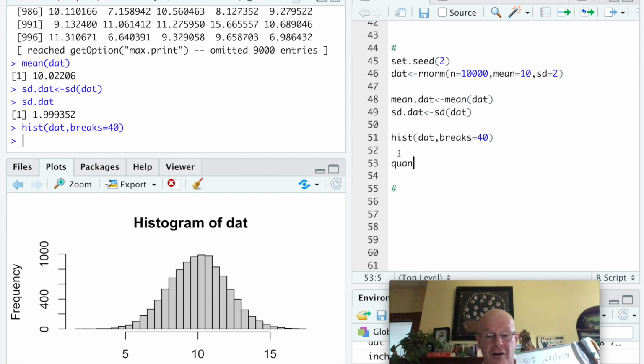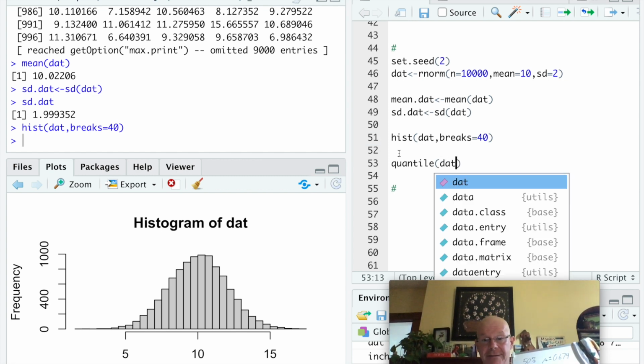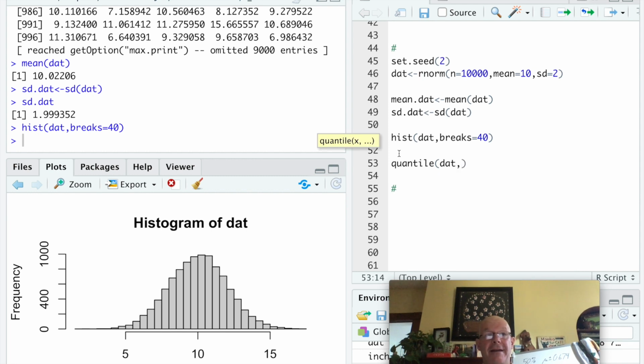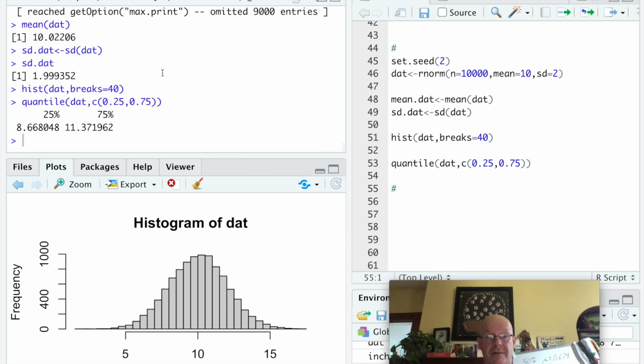So there's a built-in function in R called quantile, which will give us those quantiles. I'm going to ask R to give me a quantile for dat, and then I'm going to give it what quantiles I want. I want two quantiles: the 25th percentile and the 75th percentile. So I'm going to give it both of those, 0.25 and 0.75. And there is what I'm calling the empirical middle, the bounds of the middle 50%, where 50% of the data occurs. It occurs between 8.66 and 11.37. And I'll call that empirical because it's based upon our actual data that we simulated.